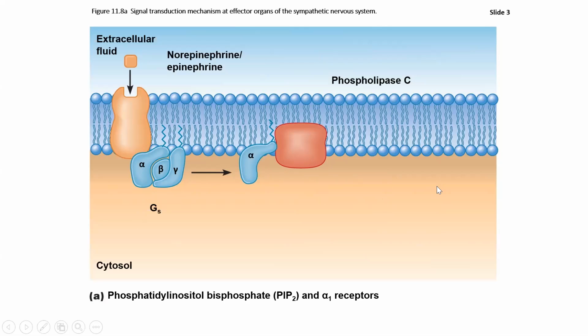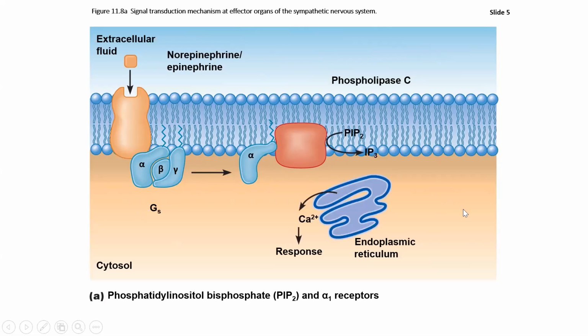Phospholipase C is what's going to generate or bring about our second messenger. So it's going to cleave PIP2 into IP3 and DAG. IP3 will generally be more involved in the second messenger pathway. It's going to enter the cell and go to the endoplasmic reticulum. This is the organelle where calcium is stored, and it's going to encourage calcium release.